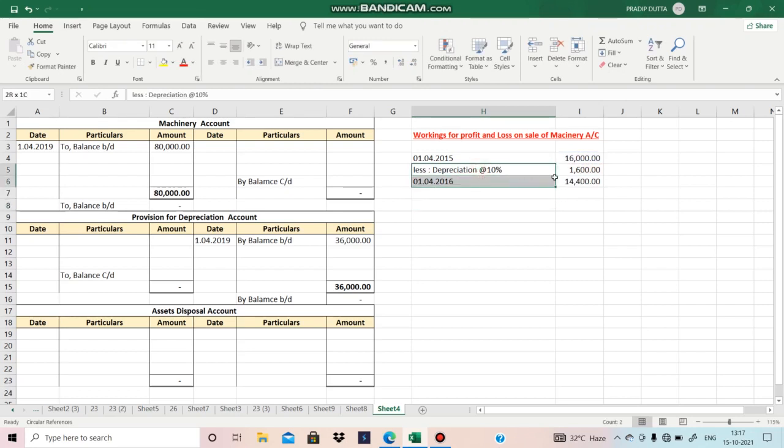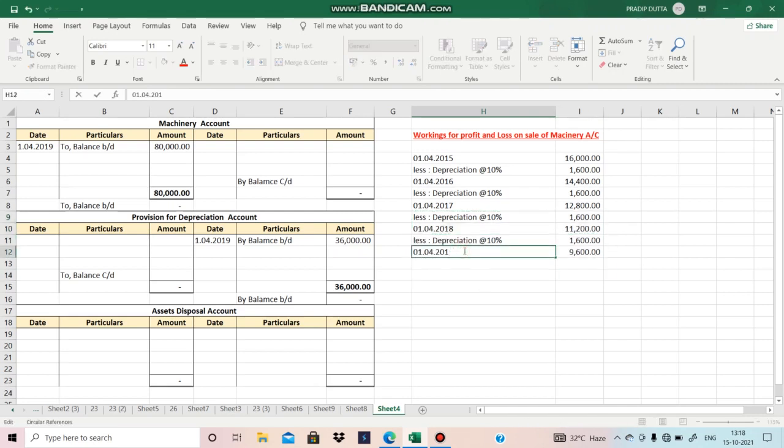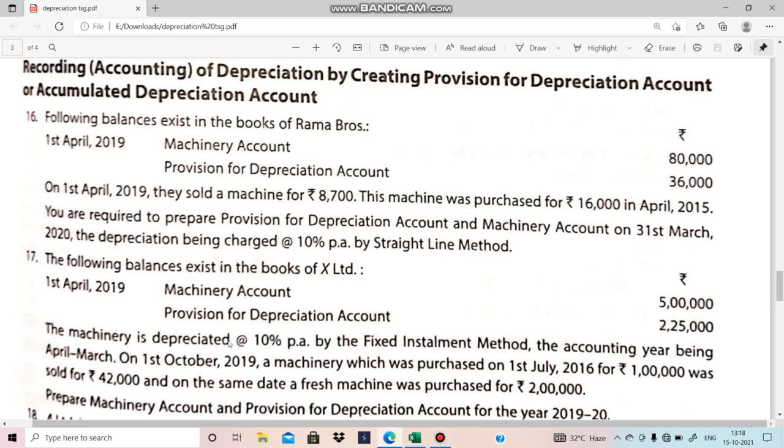Now again you have to charge the depreciation. As it is the straight line method, each and every year the depreciation will remain the same. We have to do it like this up to 2019. So the written down value of such a machine at the end, on 1st April 2019, because on 1st April 2019 they have sold it.